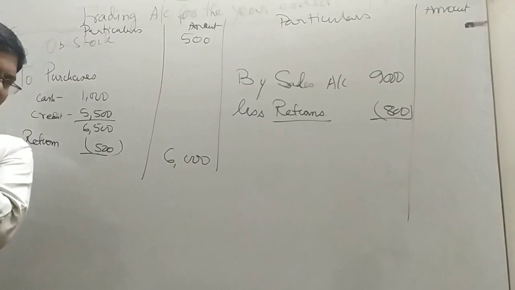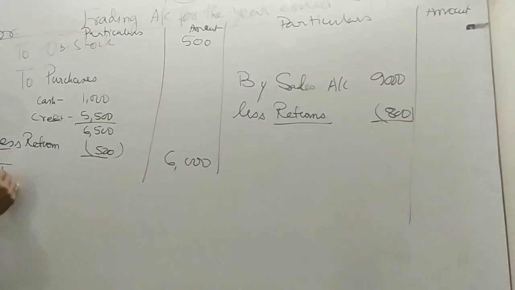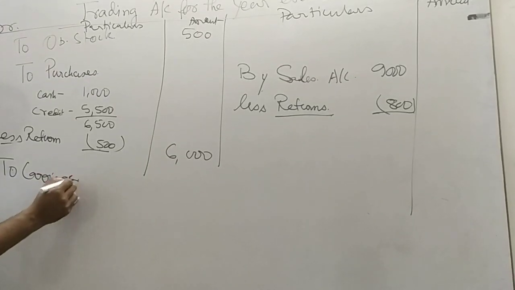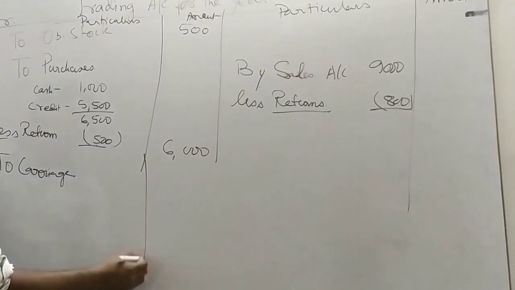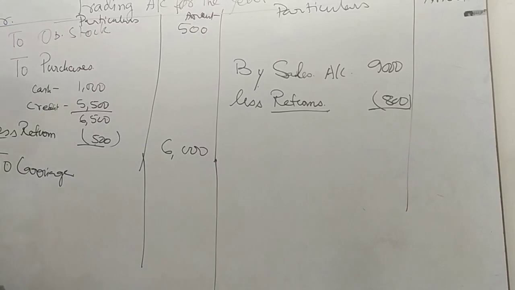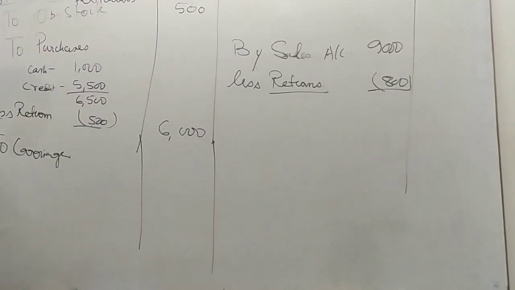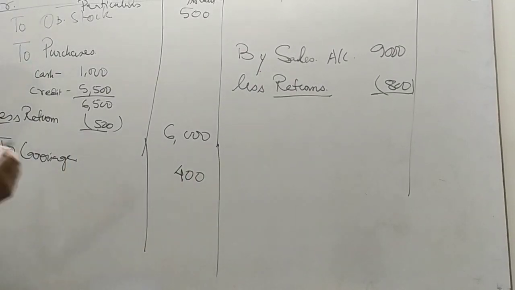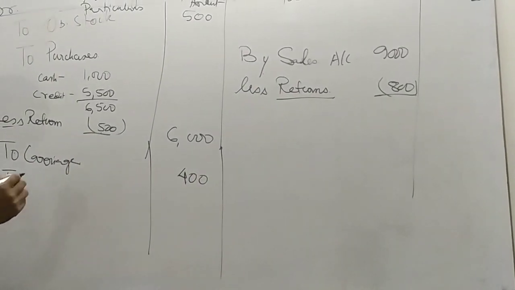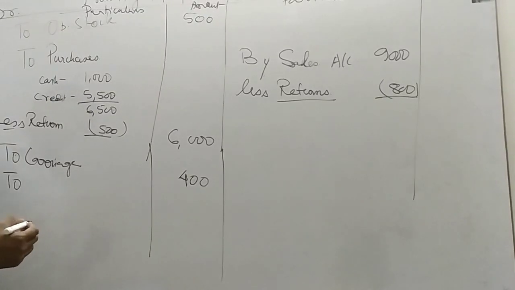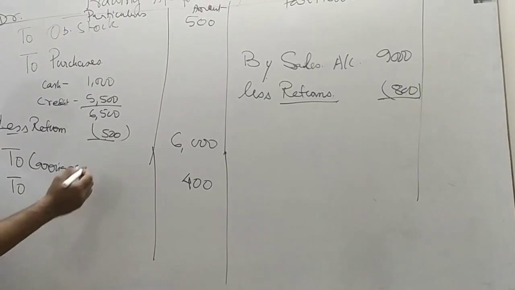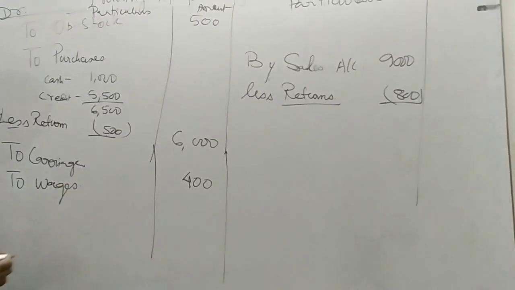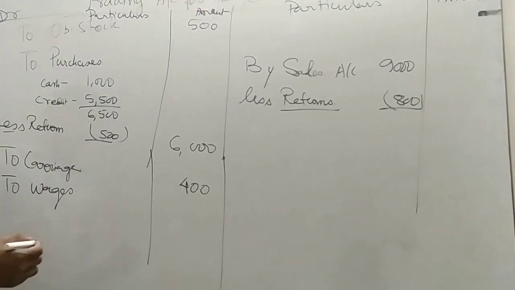Next is carriage inward. Carriage inward is nothing but to bring the goods you are paying the lorry charges. That is called carriage inward. And that is obviously a direct expense. Carriage inward for anything which you buy and pay the expense is direct expense. To carriage, carriage inward. Anything will do, carriage or carriage inward both. You can write anything you want. Wages. Wages is the next item, which is 2,500.